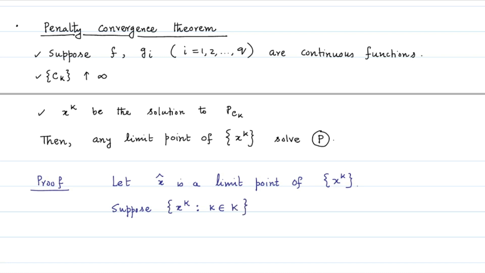Say this subsequence. By this notation of subsequence I mean here capital K is an infinite subset of the natural number set, and accordingly you consider the subsequence elements x_k for small k belonging to capital K. And let us suppose this subsequence is converging to x hat. In the rest of the analysis we will just go with this index set capital K, as in when we take a small k we will just mean that small k is belonging to capital K.